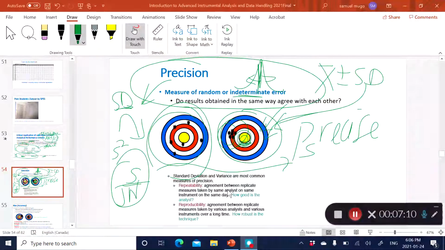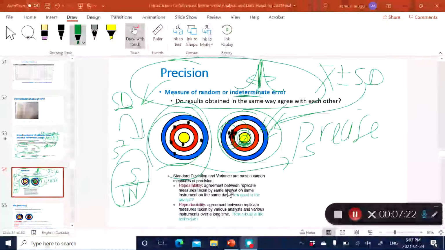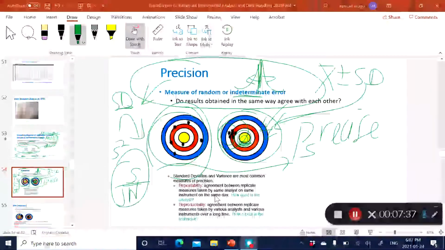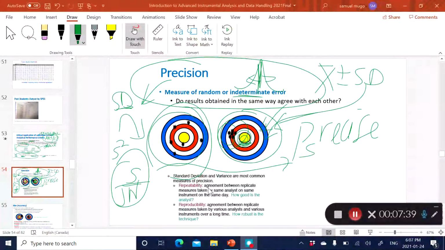So as you're reading papers, you're going to see some people defining precision using all those different methods of standard deviation, absolute, standard error of the mean, and variance, and so on. So when you hear people talk about repeatability, really they are referring to the standard deviation that is acquired by the analyst using the same instrument on the same day. Okay, and so that's a measure of precision.